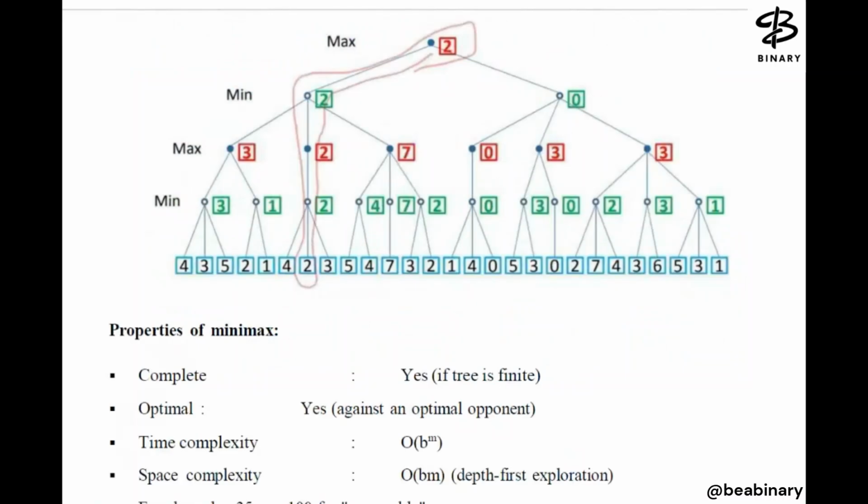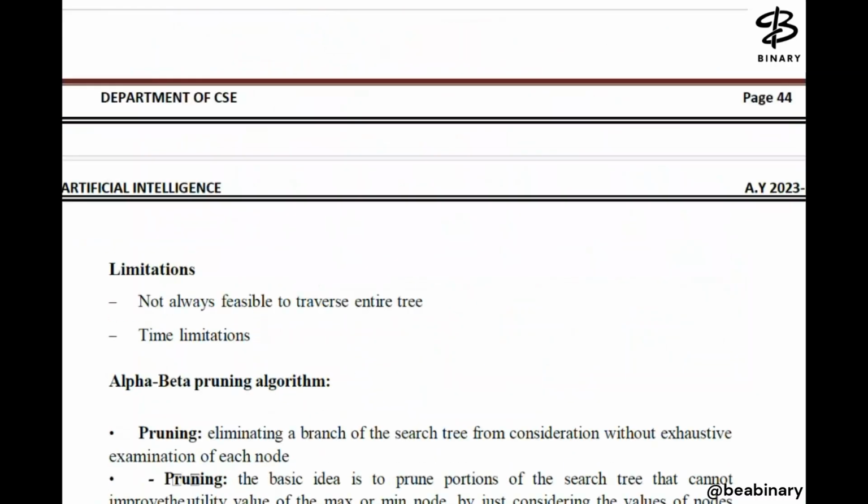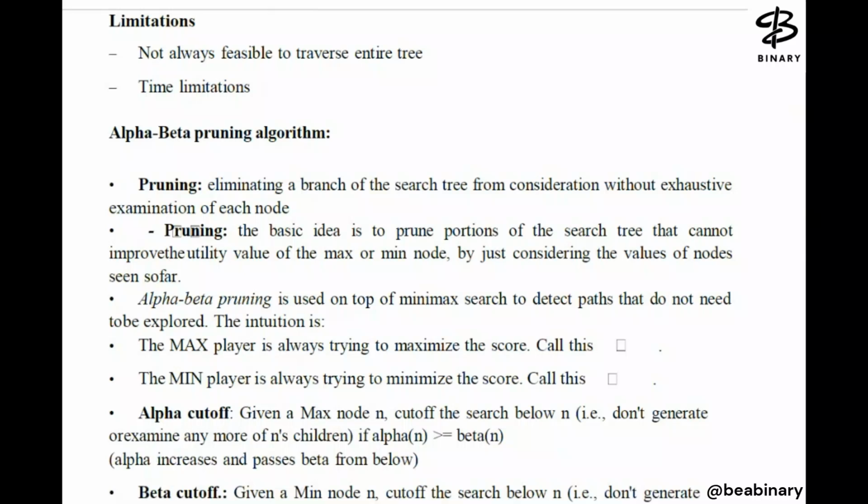So what is the improved or the other algorithm we are talking about here? The alpha beta pruning algorithm. What pruning means here is that it eliminates a branch of a search tree from consideration without exhaustively examining each node. The basic idea is to prune the portion of the search tree that cannot improve the utility value of the max or the min.